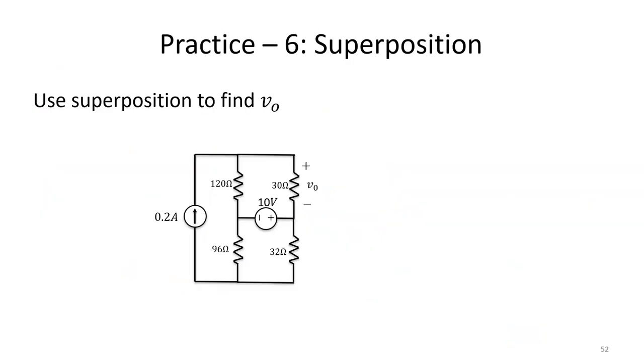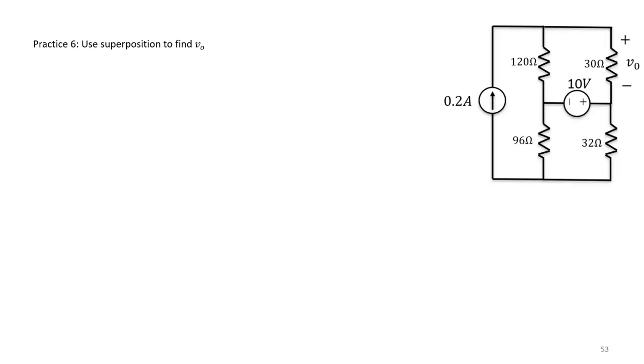All right, our next practice is superposition. And in this case, we want to use superposition to find the voltage V0 across that 30 ohm resistor. I'd encourage you to pause the video and give this one a try on your own, and then we'll go ahead and do it together. So you'll recall the first step of superposition is to draw the circuits with each source considered separately.